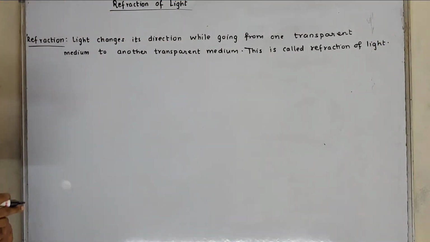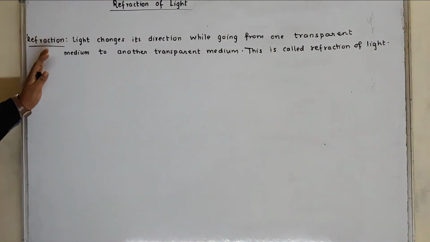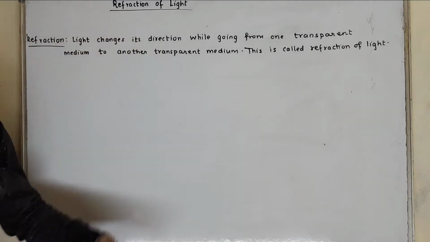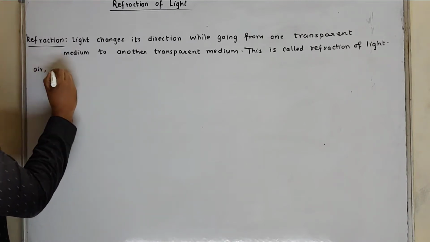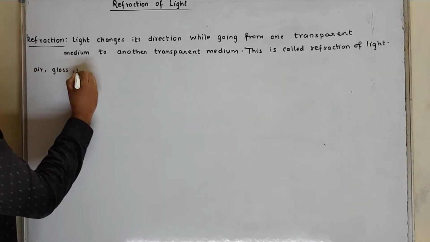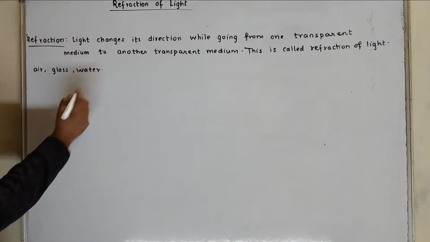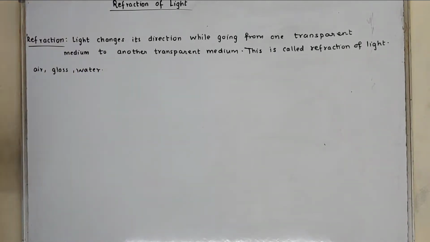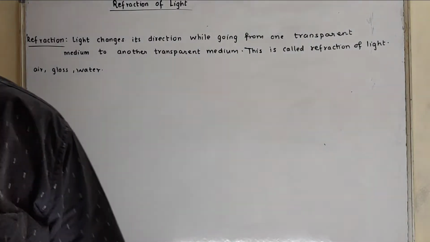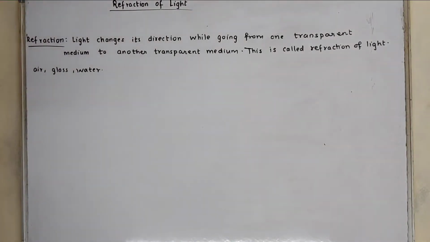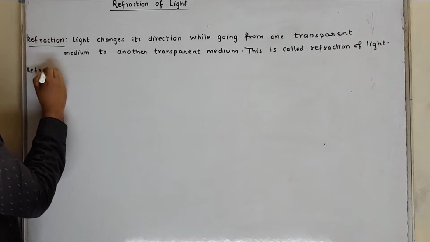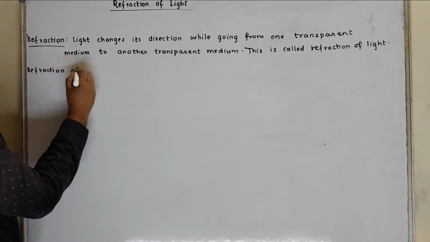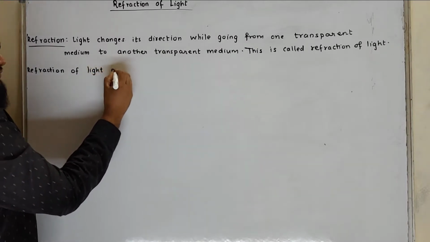So we study the change in the direction while going from one transparent medium to another transparent medium. Examples of transparent medium: air, glass, water, diamond. As per your syllabus, we will discuss refraction of light passing through a glass slab.